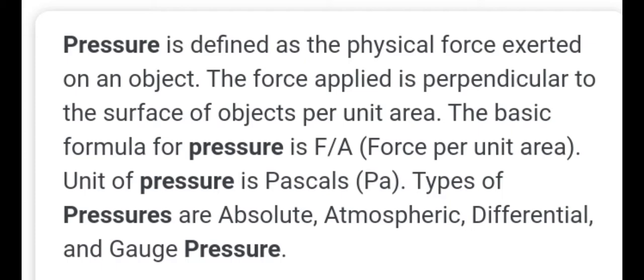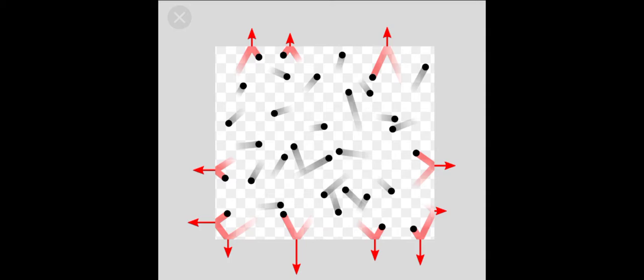PA. Types of pressure are absolute, atmospheric, differential and gauge pressure. You are not concerned with this. This is the pressure. Suppose in a container, the molecules exert pressure on the walls and they collide with one another and with the wall of the container, so they exert pressure on the wall.